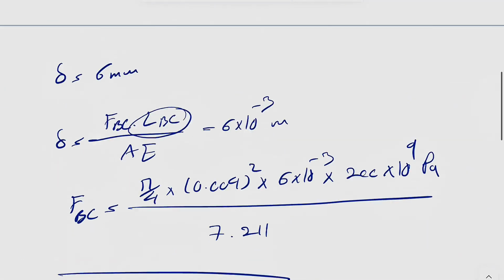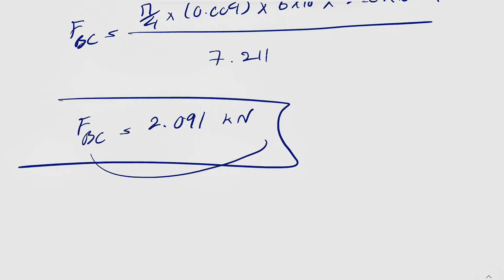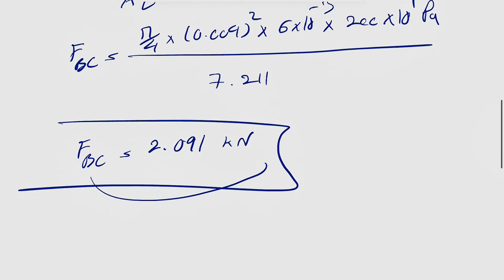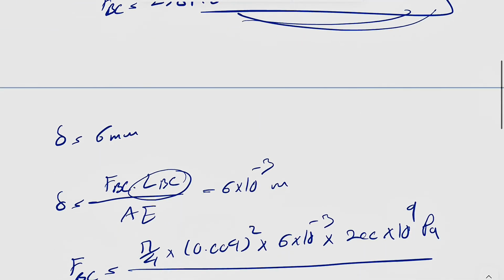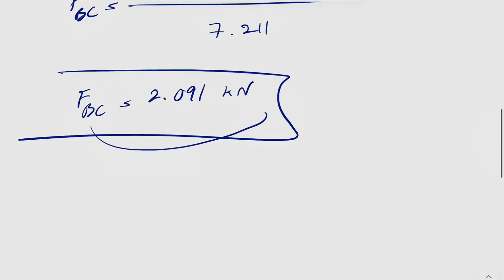And now we have two values for the force. One of them is 2.38 and the other one is 2.091. So here we have to go with the smaller value, because if we go with the bigger one, this is going to make longer elongation in the second one. So if we pick the first force, obviously we're going to pass this elongation and the cable is going to fail. So that's why we have to pick this one.